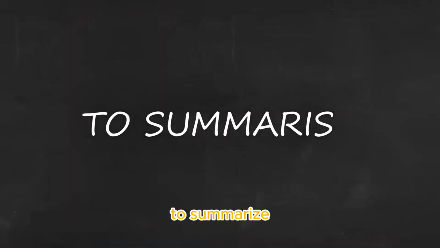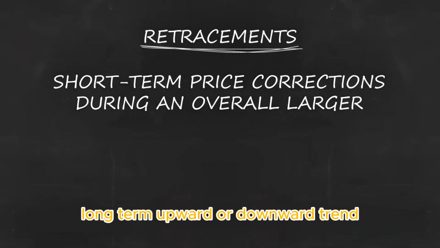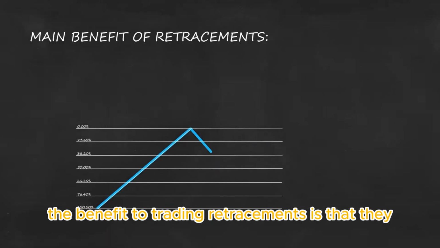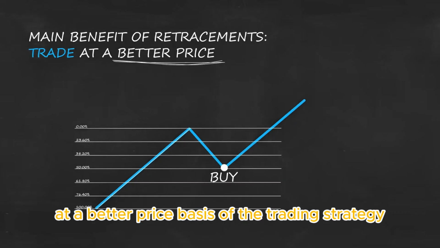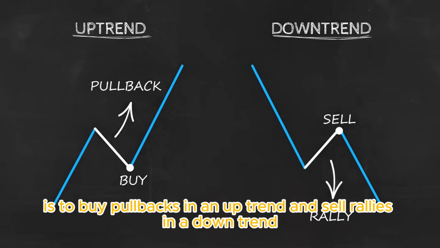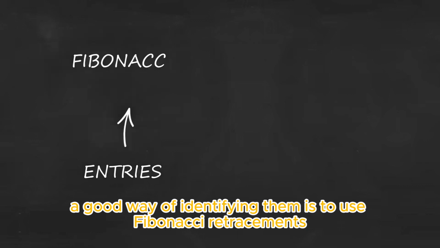To summarize, a retracement is a short-term price correction during an overall long-term upward or downward trend. The benefit to trading retracements is that they provide an opportunity to profit by entering a trade in the original direction of the trend at a better price. The basis of the trading strategy is to buy pullbacks in an uptrend and sell rallies in a downtrend. A good way of identifying them is to use Fibonacci retracements.